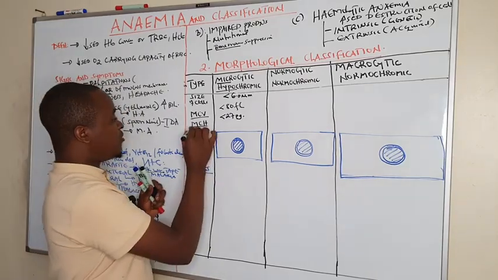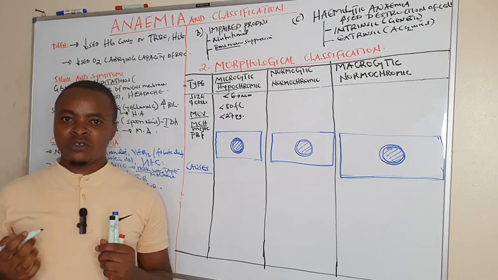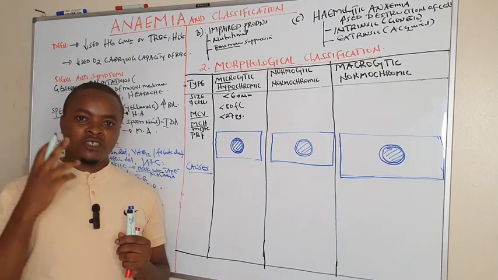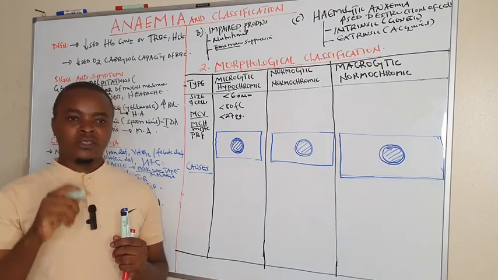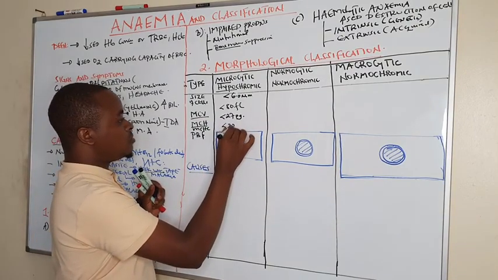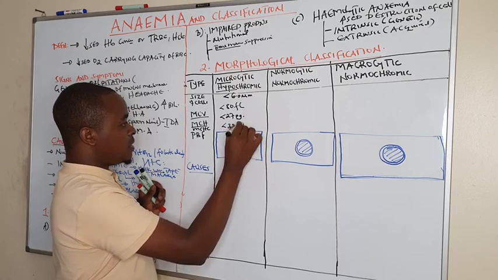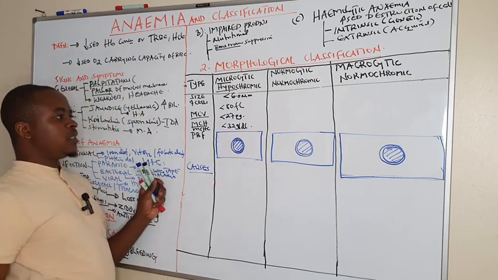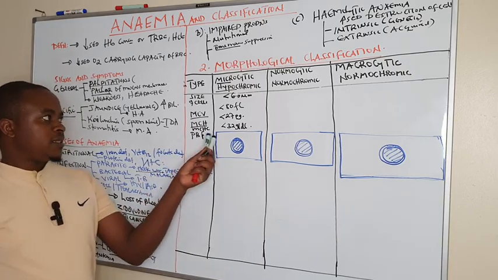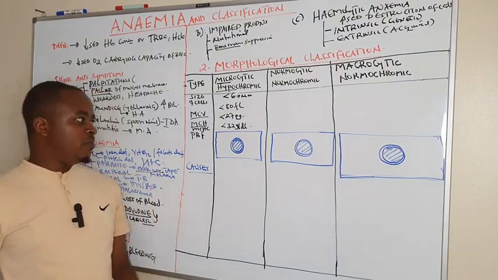Then we can add MCHC, the mean cell hemoglobin concentration, which measures the concentration of hemoglobin in a single red cell. It will be below 32 grams per deciliter. So this is what we can see under microcytic hypochromic type of anemia.